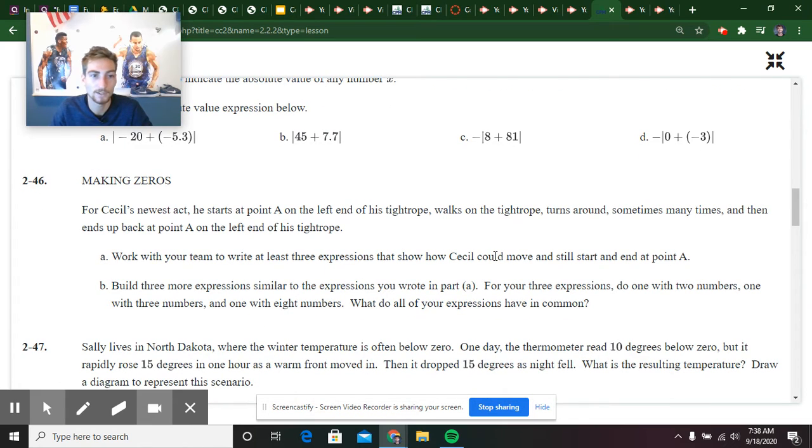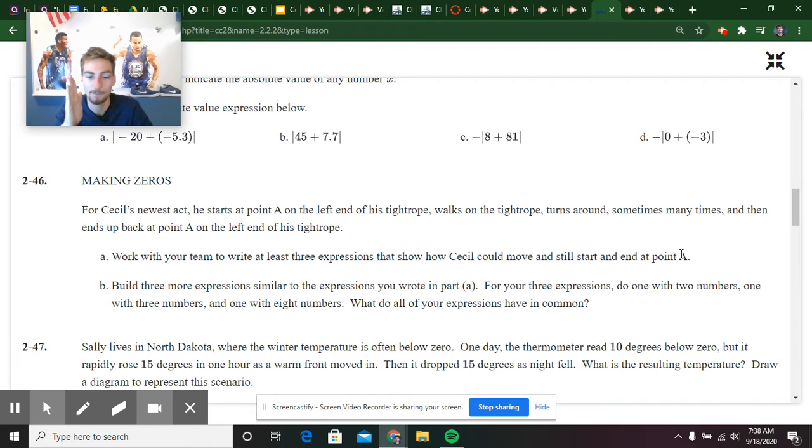So here at 246, it says making zeros. And it says for Cecil's newest act, he starts at point A on the left end of the tightrope and walks on the tightrope, turns around, sometimes many times, and then ends up back at point A on the left end of his tightrope. Okay, so now here you're going to work with your team and write at least 3 expressions that show Cecil could move and still start and end at point A.